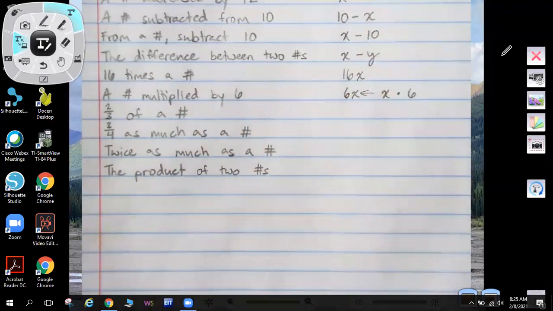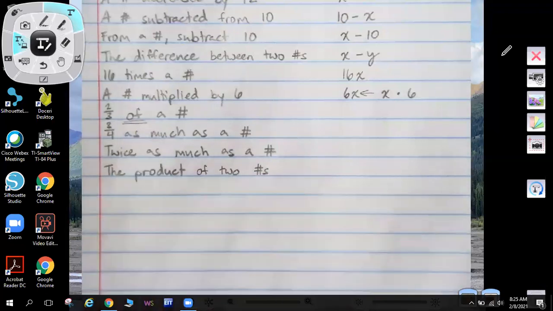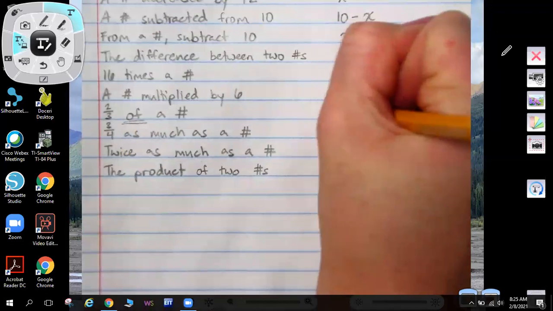Two-thirds of a number. Anytime you see the word of in a problem, of means multiplication. So 2/3 of a number means you're multiplying 2/3 times a number. So 2/3 x.